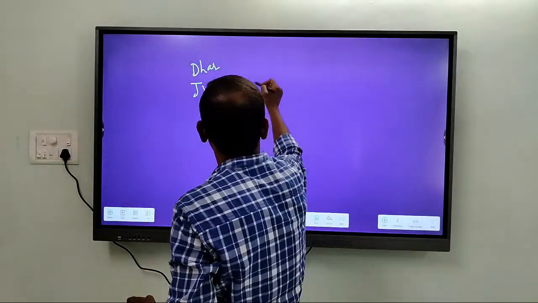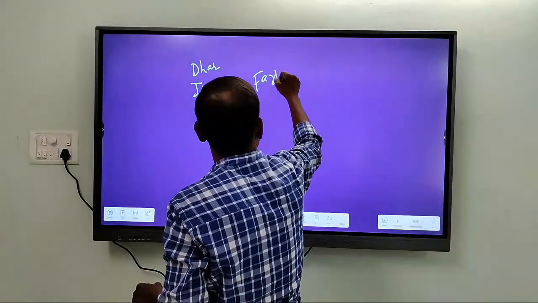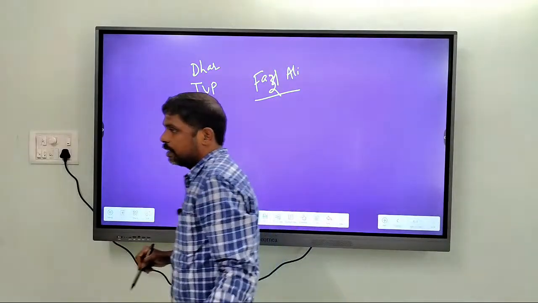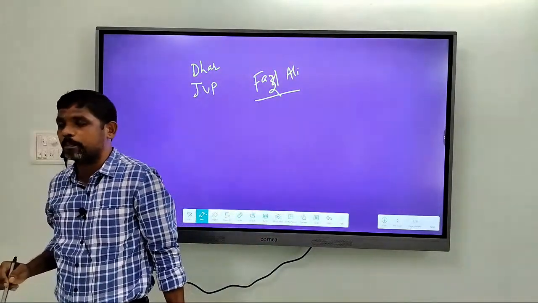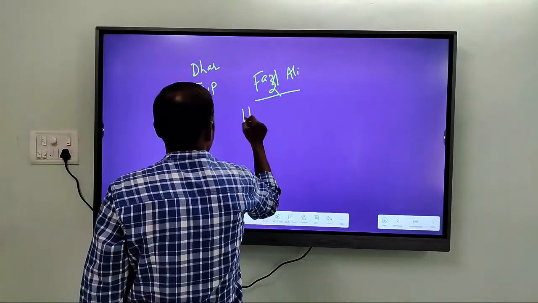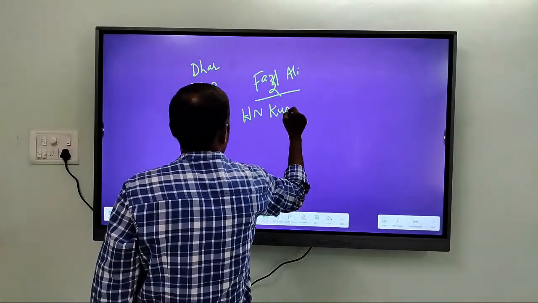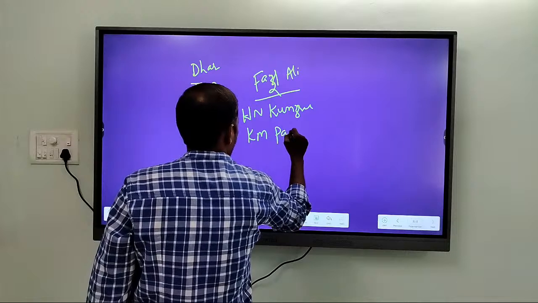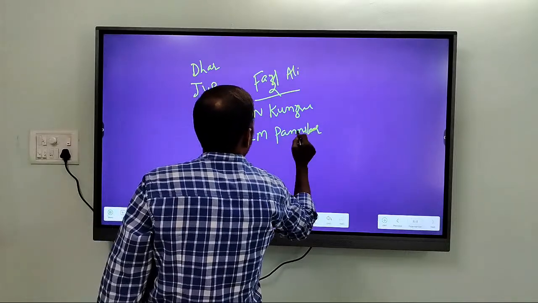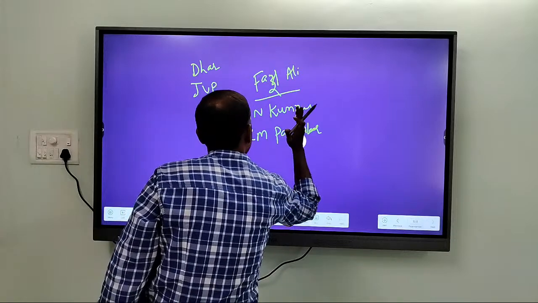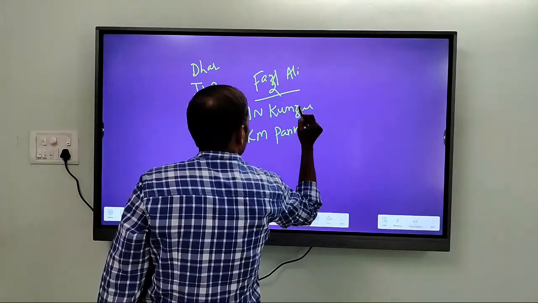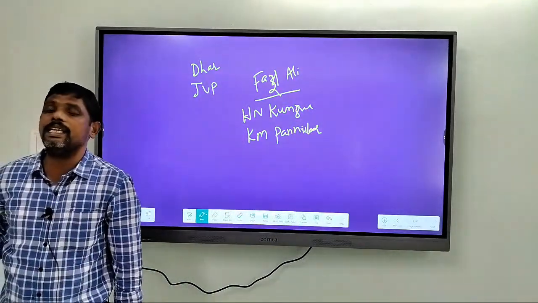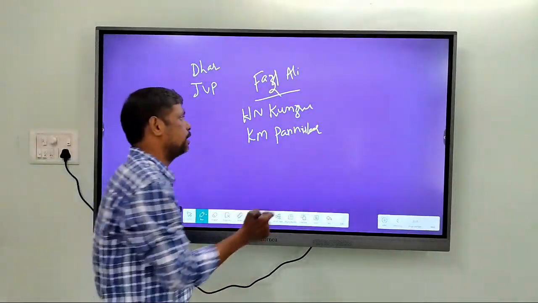If you take this Fazl Ali Committee, Fazl Ali, F-A-Z-L, it included members like H.N. Kunzru and K.M. Panikkar. These were the other members of the Fazl Ali Committee. It is India's first States Reorganisation Commission.